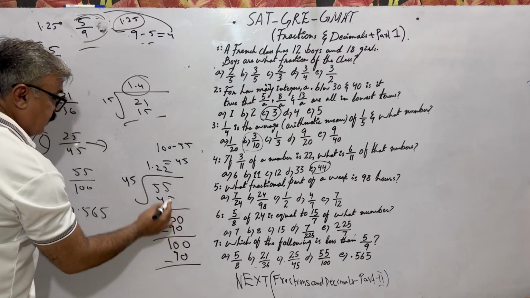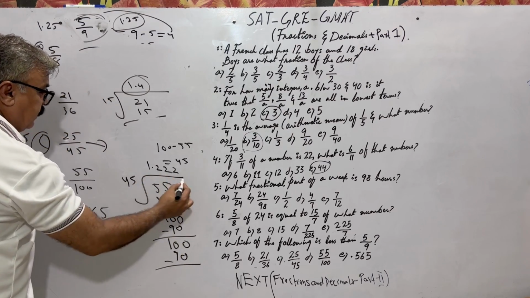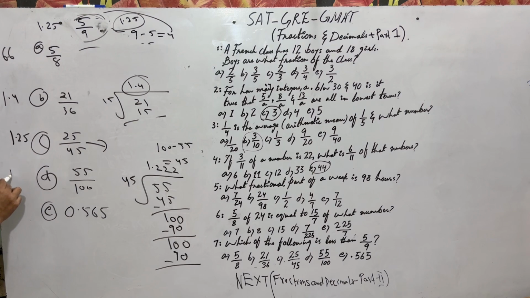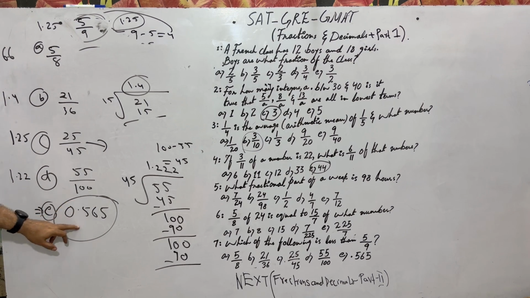Then subtract and so on. I am going to have 1.2222. So corresponding to this is 1.222. This is in already decimal form. So this is not equal to this one.